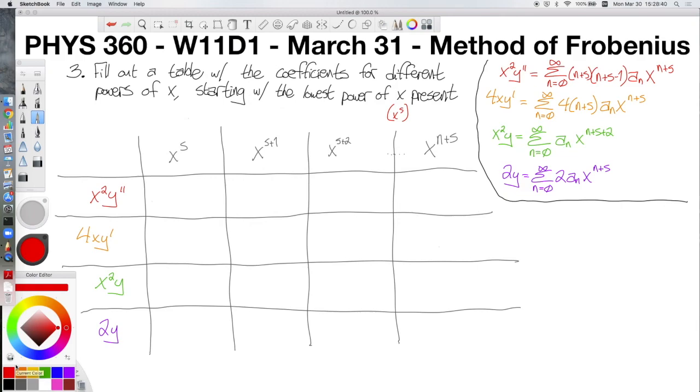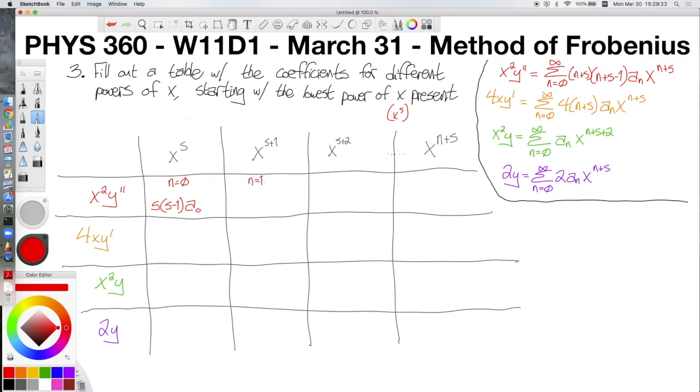And now we have the table we need, and we can actually begin to fill this out. So let's start with the red row first, the x squared y double prime. I recommend when you fill out this table, for each term, think about what value of n do I need to get this power of x. So we look up at our x squared y double prime term, and we ask ourselves, to get a power of x to the s, what value of n do we need? And hopefully you can see that you would need n equals 0. With n equals 0, our coefficient is just s times s minus 1 times a sub 0.